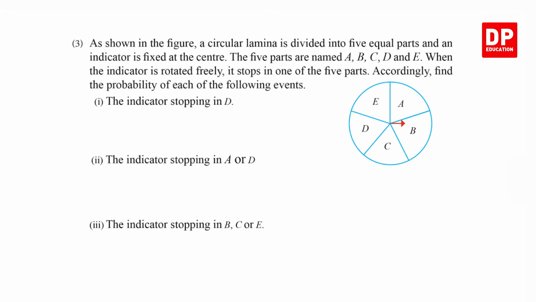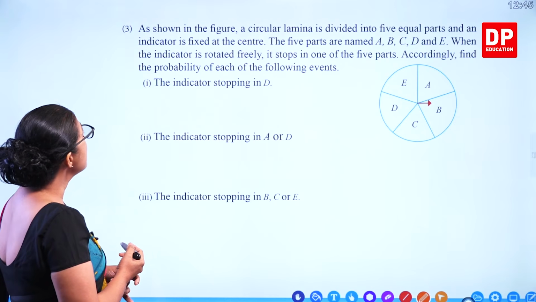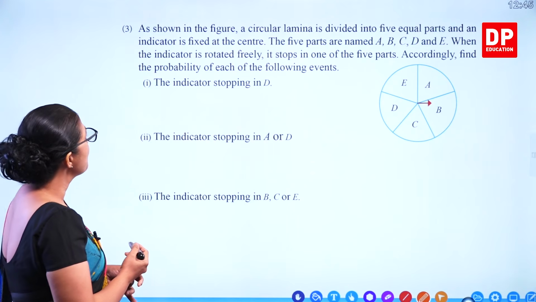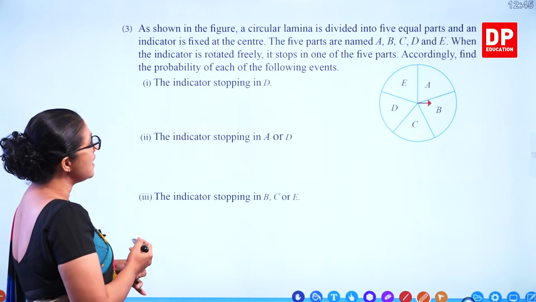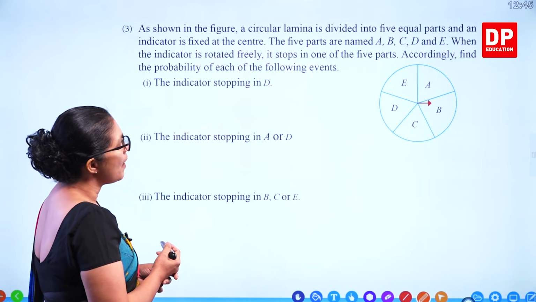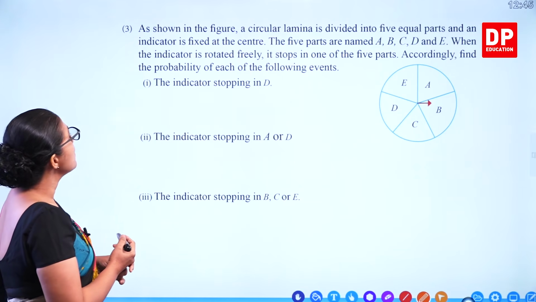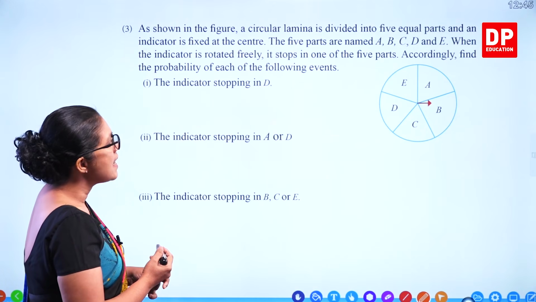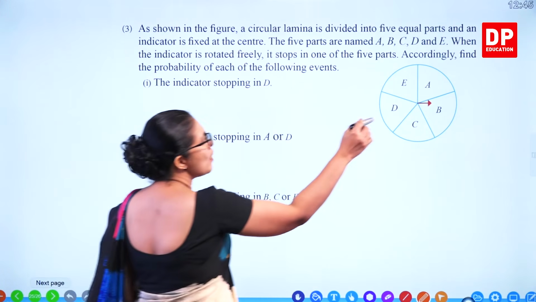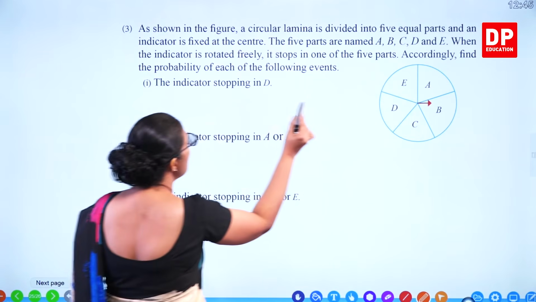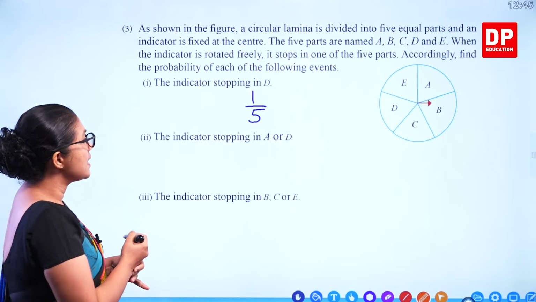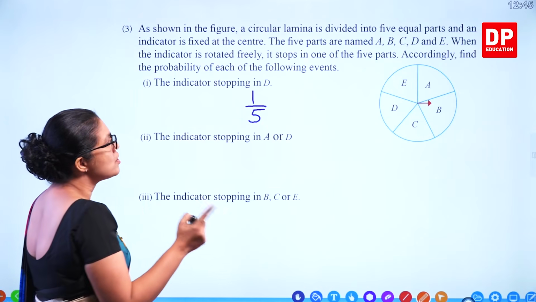As shown in the figure, a circular lamina is divided into 5 equal parts and an indicator is fixed at the center. The 5 parts are named A, B, C, D, E. When the indicator is rotated freely, it stops in one of the 5 parts. Accordingly, find the probability of each of the following events. The indicator stopping in D. 5 equal parts. So out of 5 equal parts, 1 part for D. 1 over 5.